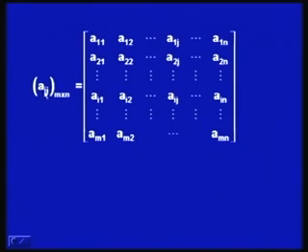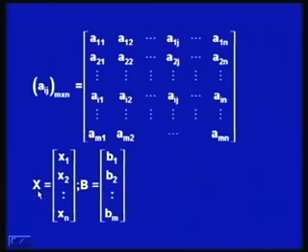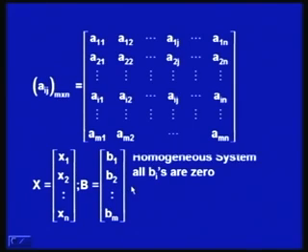The coefficient matrix A_ij is an m by n matrix having a11, a12, ..., a1n in the first row, and the last row corresponding to the last equation: am1, am2, ..., amn. As I told, x is the matrix of unknowns consisting of x1, x2, ..., xn, while b is the column vector of known values b1, b2, ..., bm.